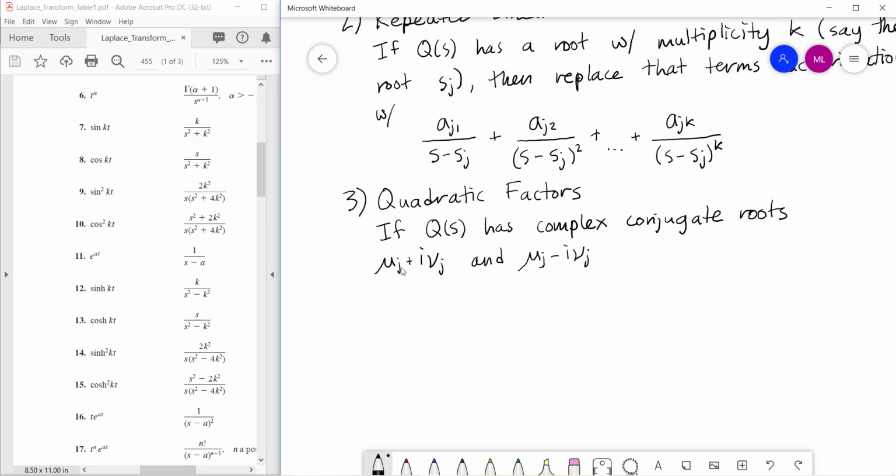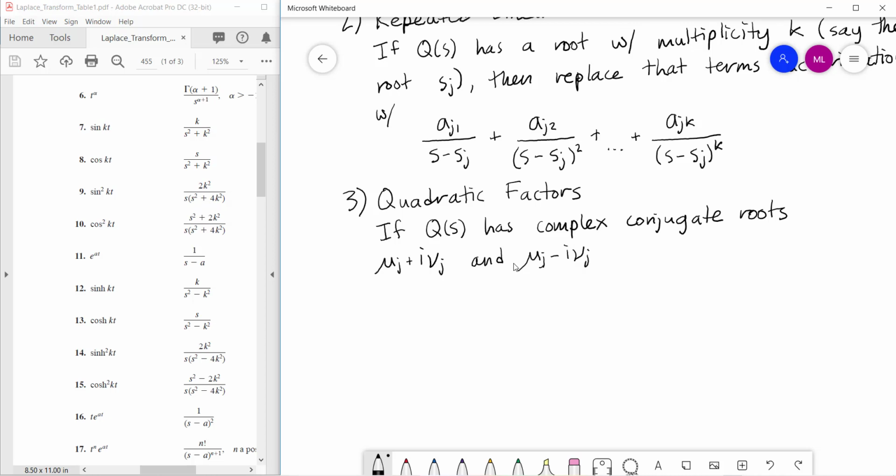I could have done a plus ib, but we've already used a as these constants in the numerators. We're going to try to do the same thing here, reserve a and b for what shows up here. So I'm just sticking to some Greek letters here. It doesn't really matter what they're called. But the point is we have a complex conjugate pair of roots.